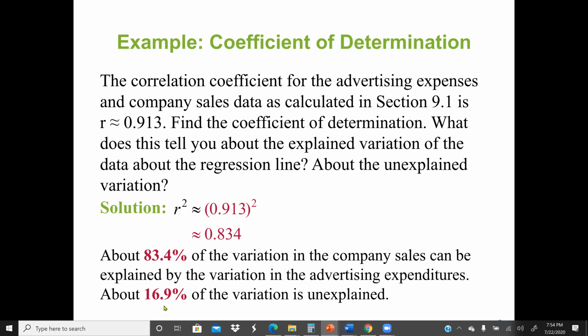Should be 16.6, yeah, 16.6. This will be 100% together. So we subtract 83.4 from 100, that will give us 16.6. So we can say about 16.6 is unexplained, because if 83.4% variation in the company sales, which is the dependent variable, can be explained by the independent variable, then the remaining 16.6 variation is unexplained.